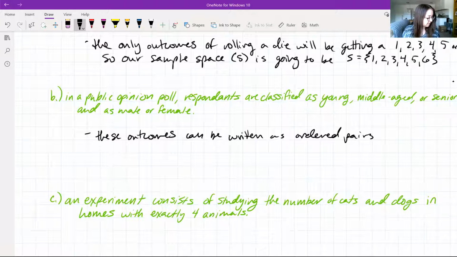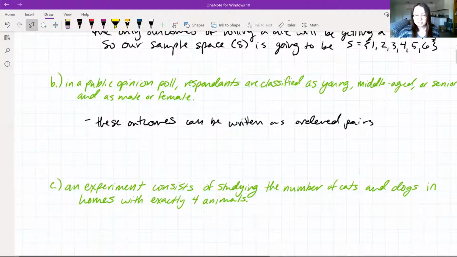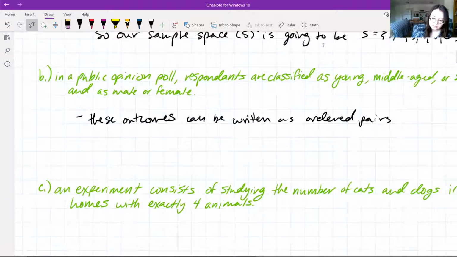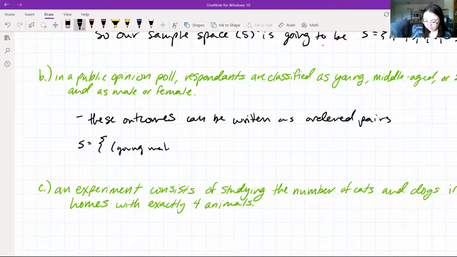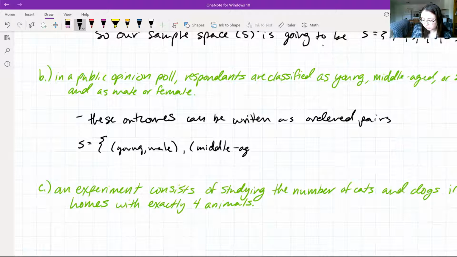So, I can write this now. Our sample space S, we set up our curly brackets, and we're going to write these as ordered pairs in parentheses. Remember, let's start with male. Young, male. All right, let's put a comma because this is an ordered pair. Then we're going to have middle-aged, male. Then we're going to have senior, male.